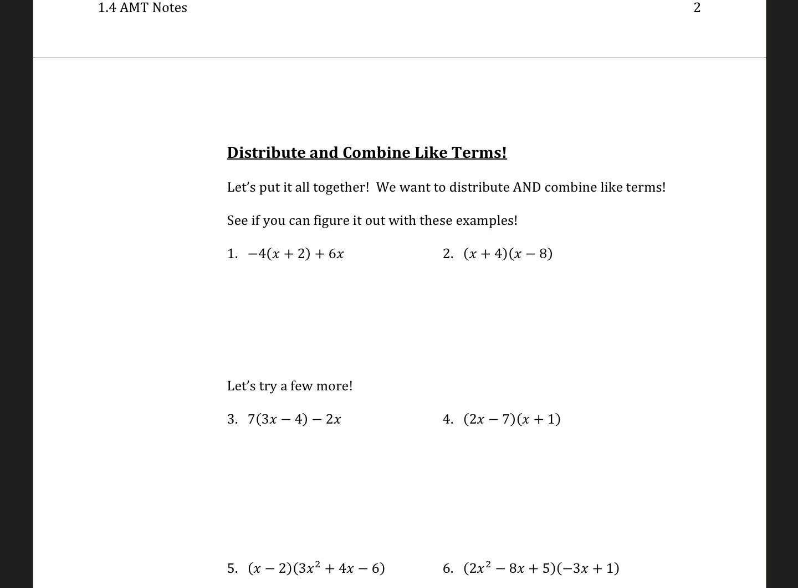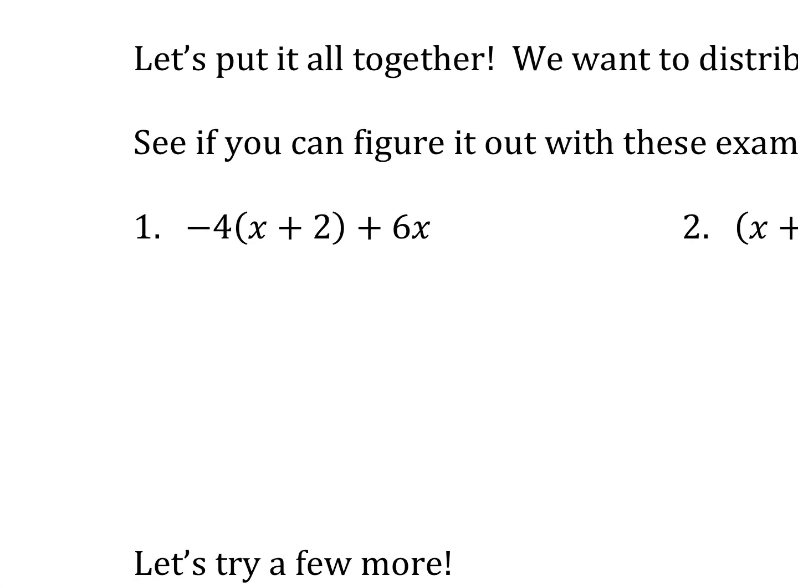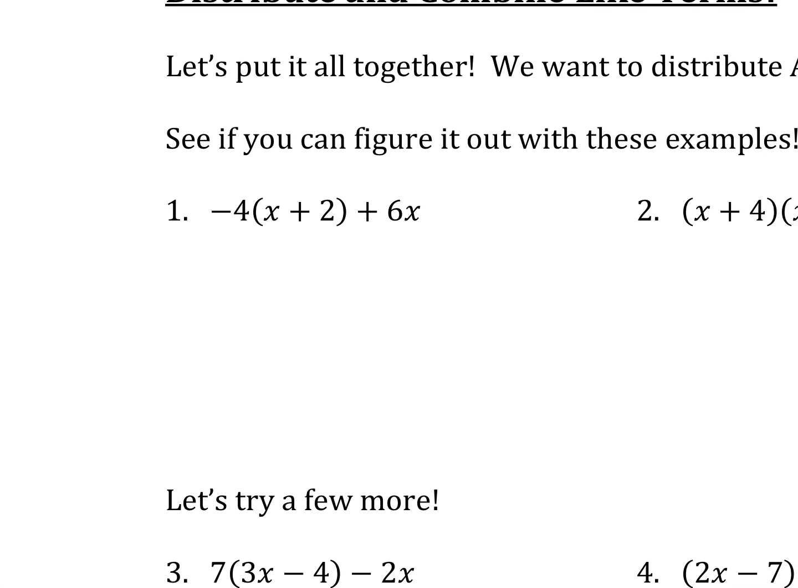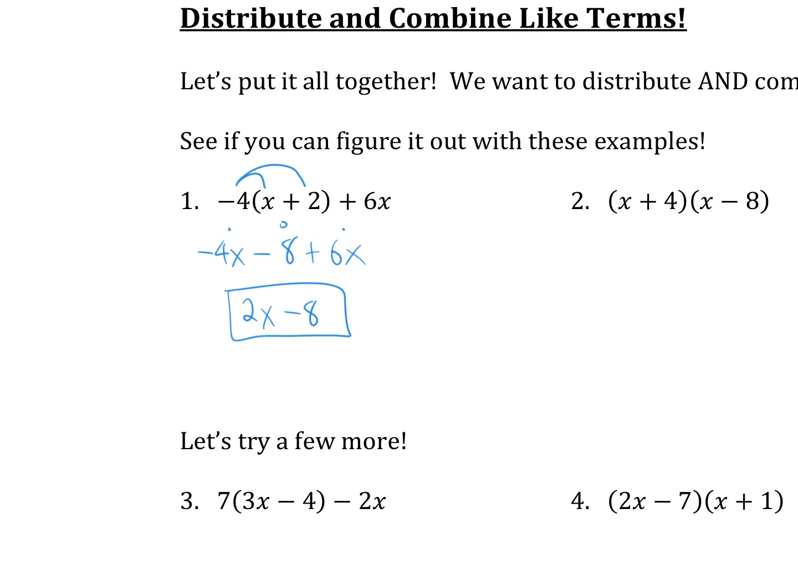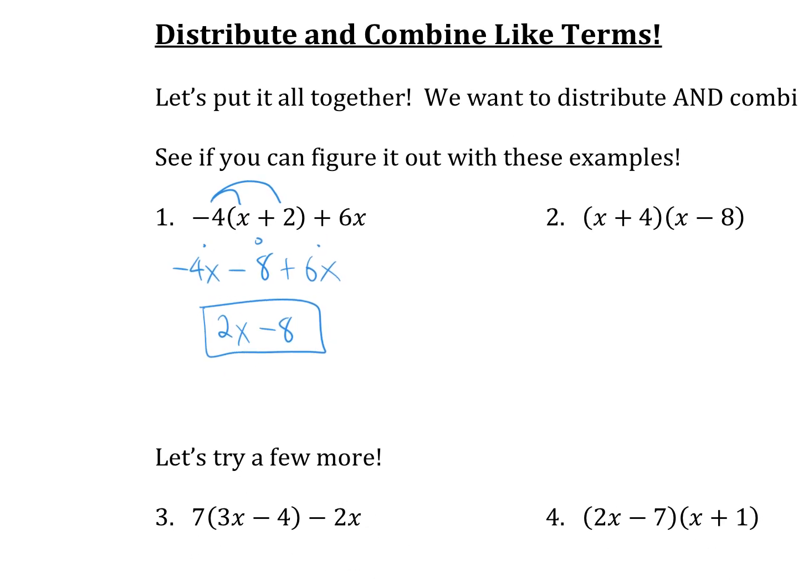Why don't you guys see if you can figure out how we do this with 1 and 2. Give it a try. All right, so for number 1, anything to distribute here? Yeah, we got the negative 4, so we're going to do negative 4 times x is negative 4x. Negative 4 times 2 is negative 8 plus 6x. Okay. So we distributed. Now, where are the like terms here? Well, x and x are going to be like terms, and negative 8 by itself. What's negative 4x plus 6x? It's going to be 2x minus 8. Okay. So that's how you distribute and combine like terms. I would just kind of bring this down and then add it at the end here, okay?